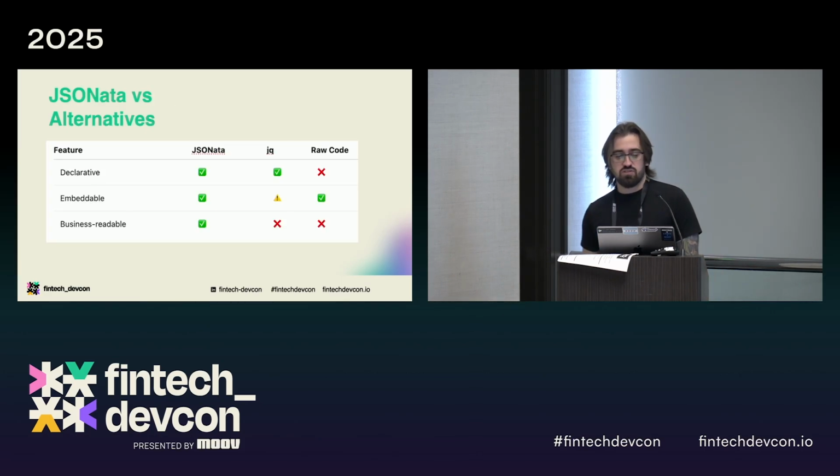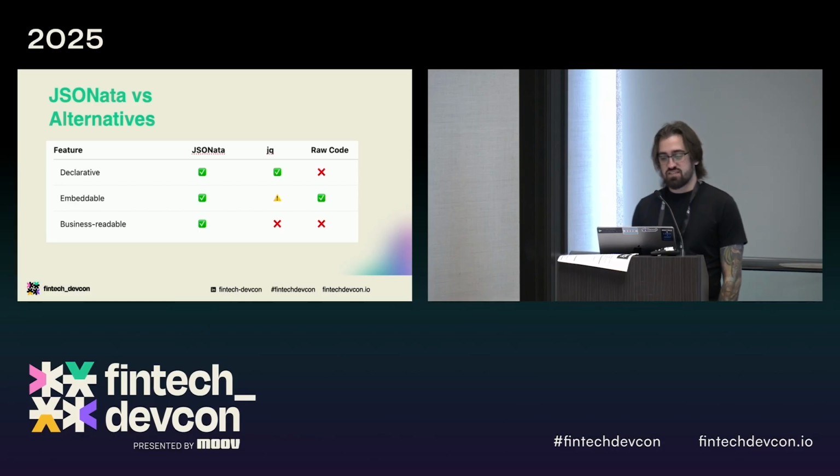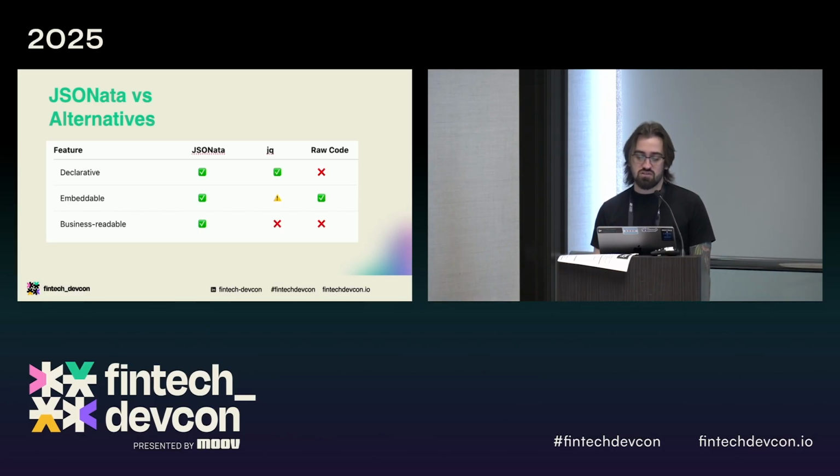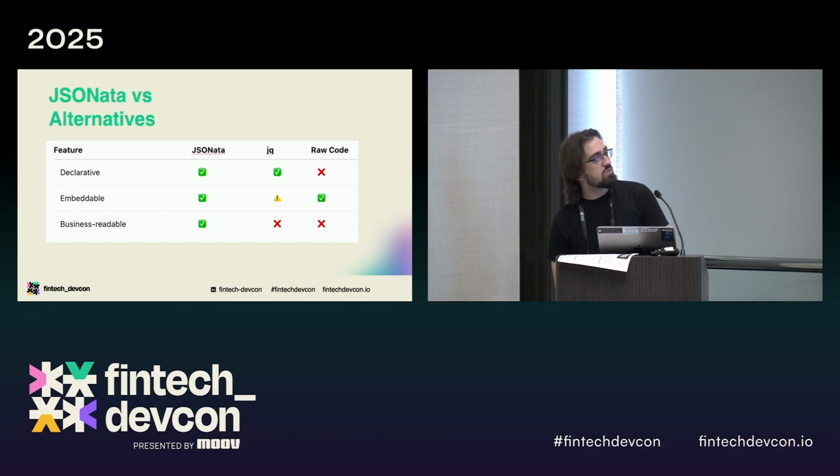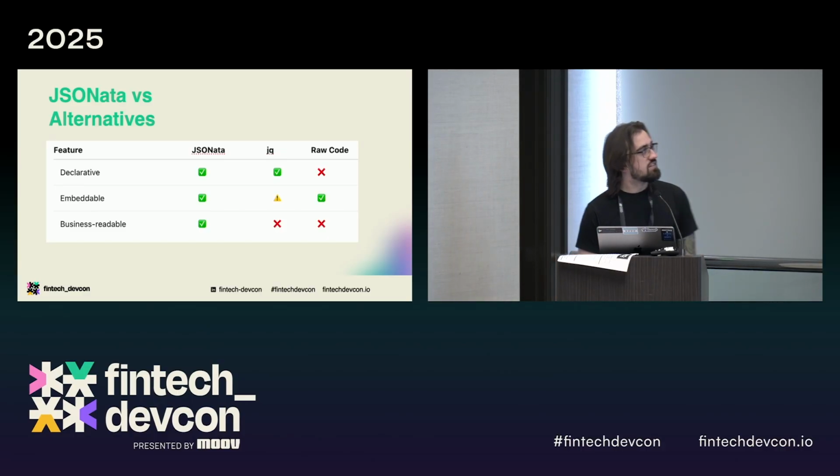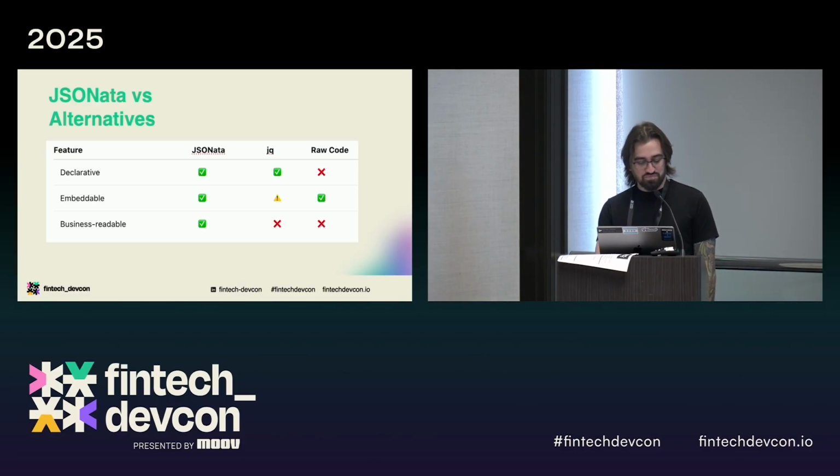Now you have some alternatives. With that being said, I've never personally used JQ, but here's a quick example of raw code versus JSONata. I'm not sure if anybody has any experience with JQ or not, but if you do, tell me if this is wrong. This was just from me trying to figure it out.